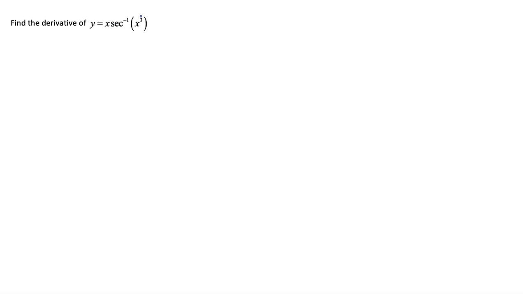And then we're going to have to take the derivative of an inverse trigonometric function, in this case secant inverse. Well, let's just write down what the derivative of that secant inverse function is. So let's say secant inverse of u, because that is the inner function here. Of course, we want to make sure that we use the chain rule properly on this.